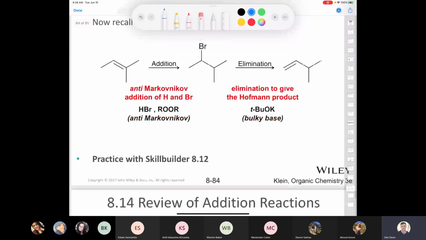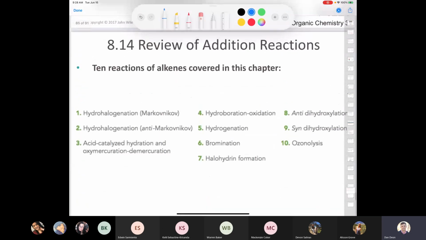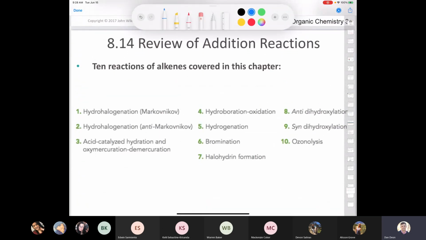Again, what am I doing? I'm just applying all the different reactions that we learned in Chapter 8 and Chapter 7. So not only do you need to know the reactions, it's a good idea to know their names: hydrohalogenation, hydration, oxymercuration, demercuration, hydroboration, oxidation, etc.